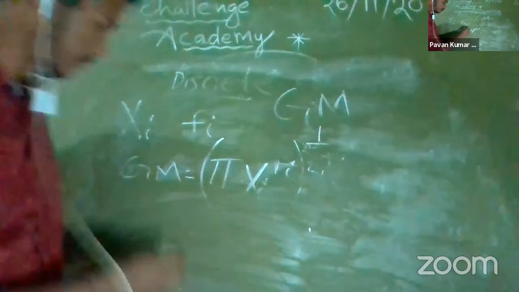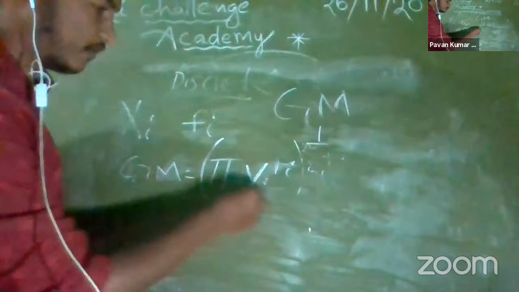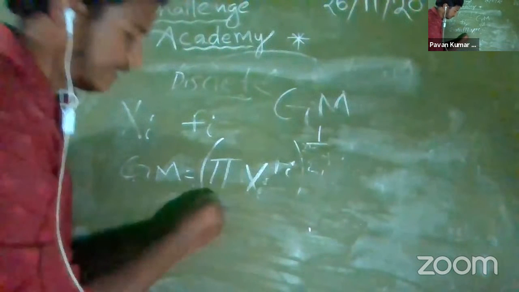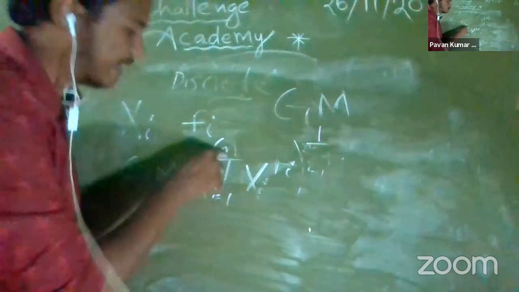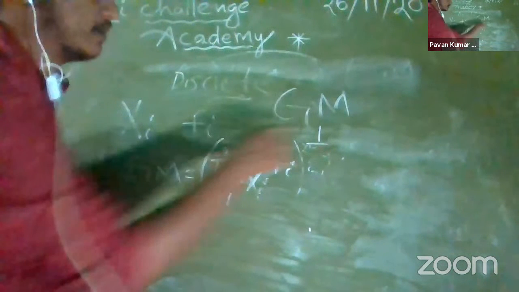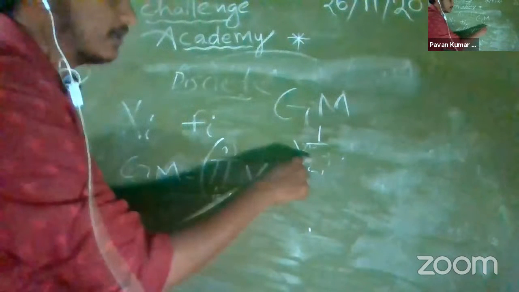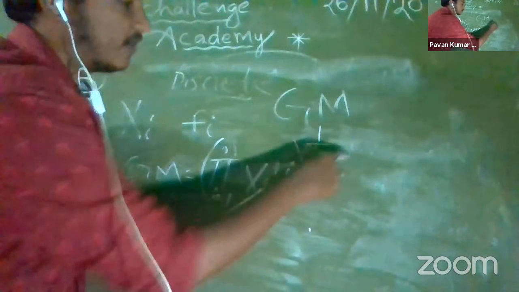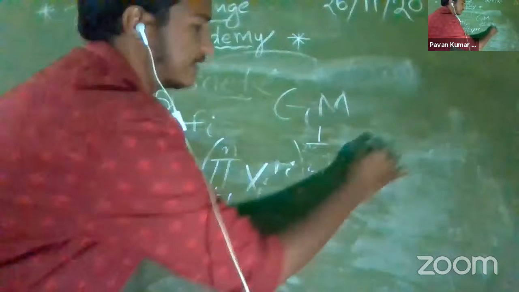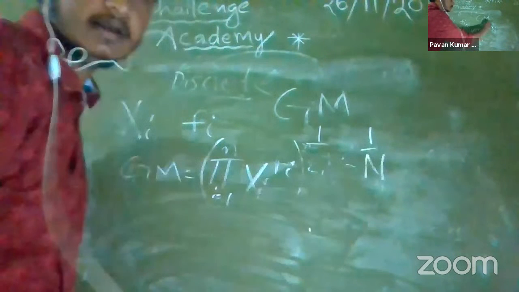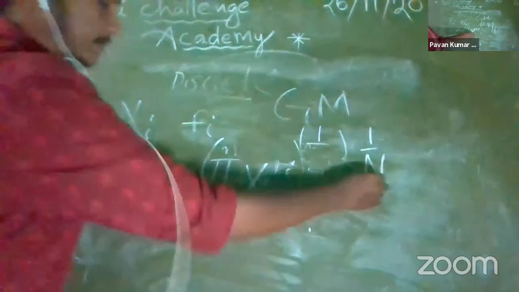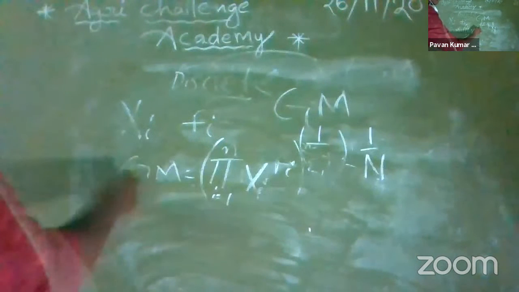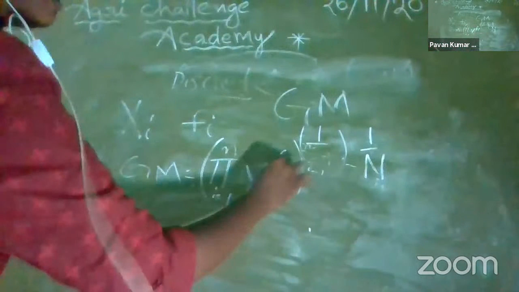Gm equals the product of xi whole raised to fi, i equals 1 to small n, whole to the power of 1 by summation of fi, or you can write it like this, 1 by capital N. Instead of this you can write 1 by capital N. This is the formula for discrete. Here you will get the frequency component.